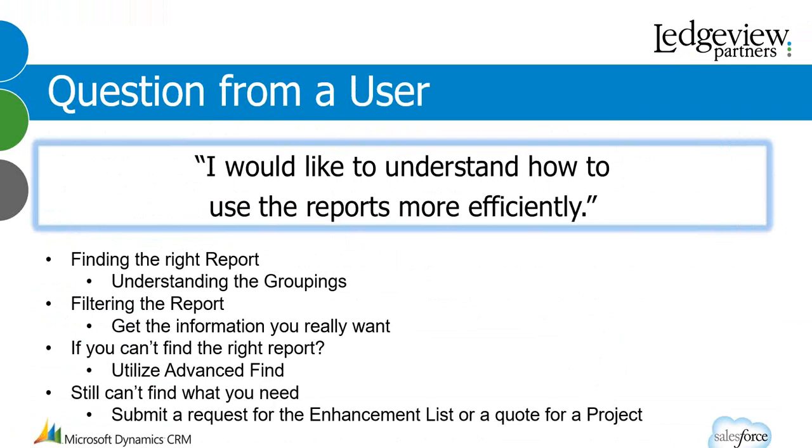Understand the groupings. If you're grouping by sales rep or department versus department, the report's really going to show differently. Filtering the report: Report 220 we went over today, and filtering it and getting the information you really want. And for each person, that's going to be different. And if you can't find the right report, you can utilize Advanced Find or the report wizard that we just showed.